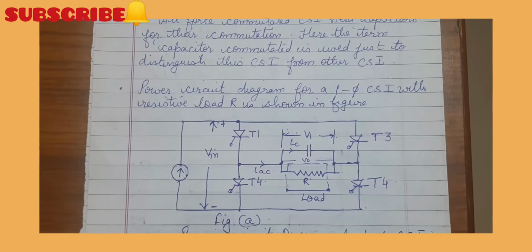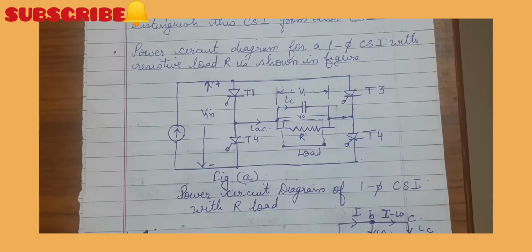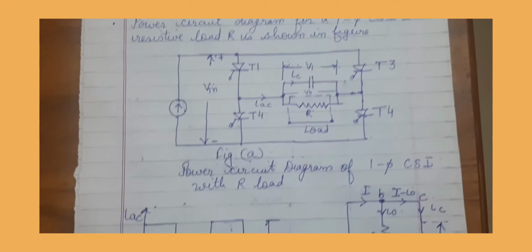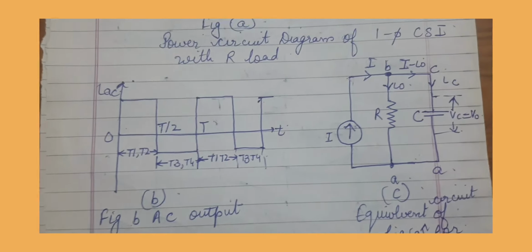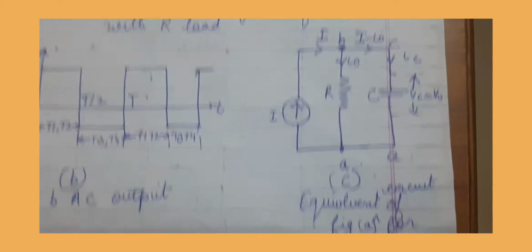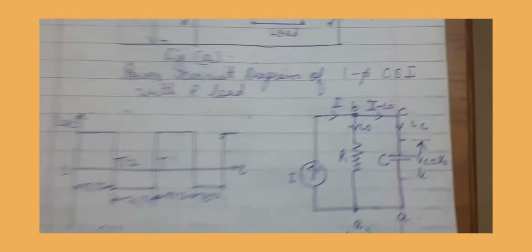Power circuit diagram for the single phase CSI with resistive load R is shown in the figure, and this is the AC output of the topic, and this is the equivalent circuit of the figure A. Now we will discuss the brief description of the circuit diagram.